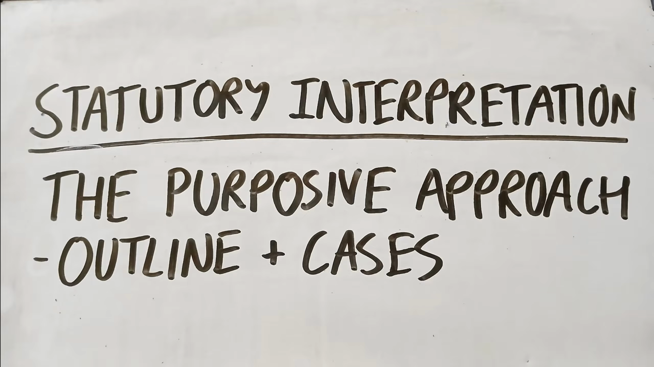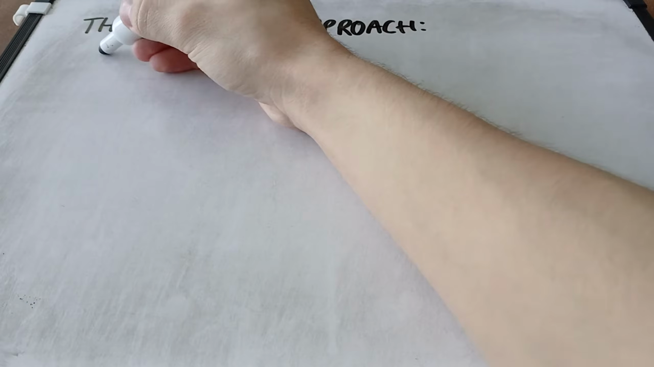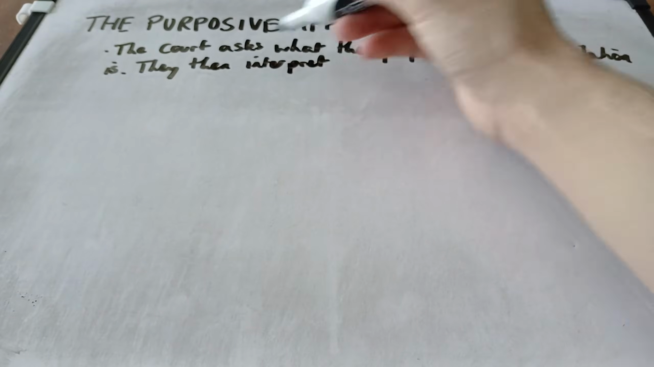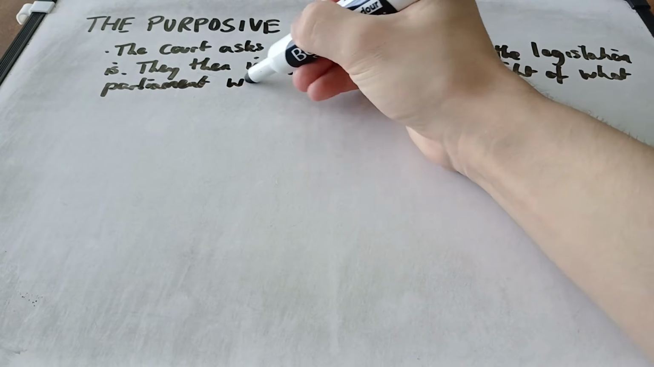In this video, I'm going to be looking at the purposive approach of statutory interpretation. I'm going to look at an outline of this approach, some cases, and then look at the advantages and disadvantages of using this approach. So, the purposive approach is when the court asks what the purpose of the legislation is. They then interpret the words in light of what Parliament was trying to achieve.